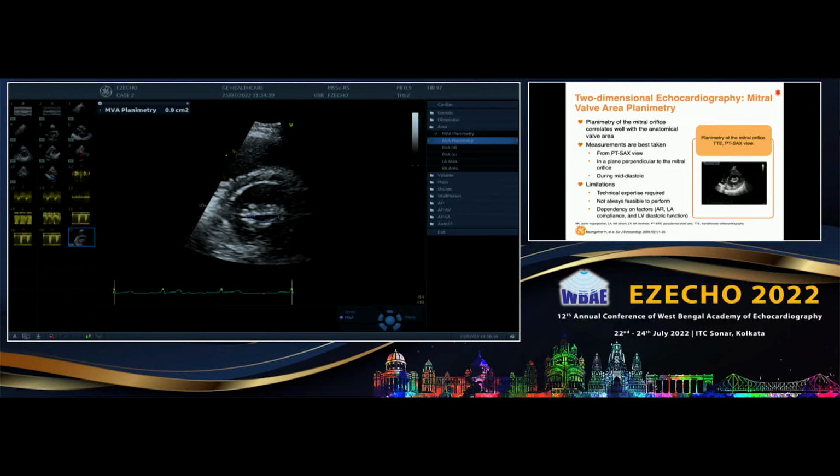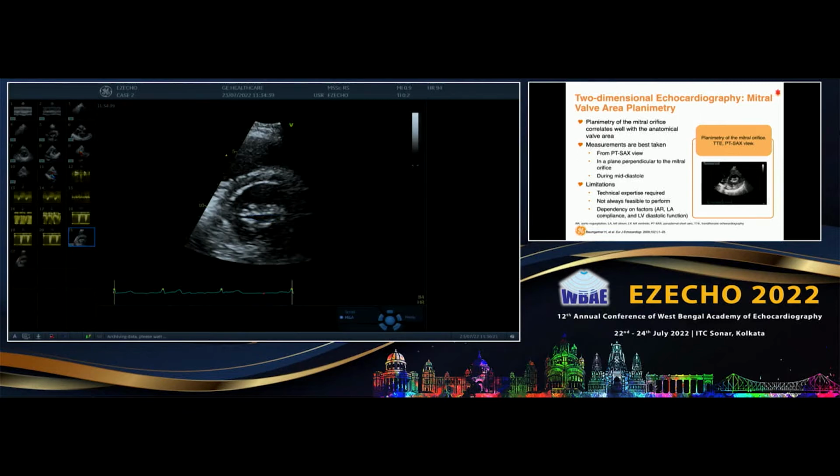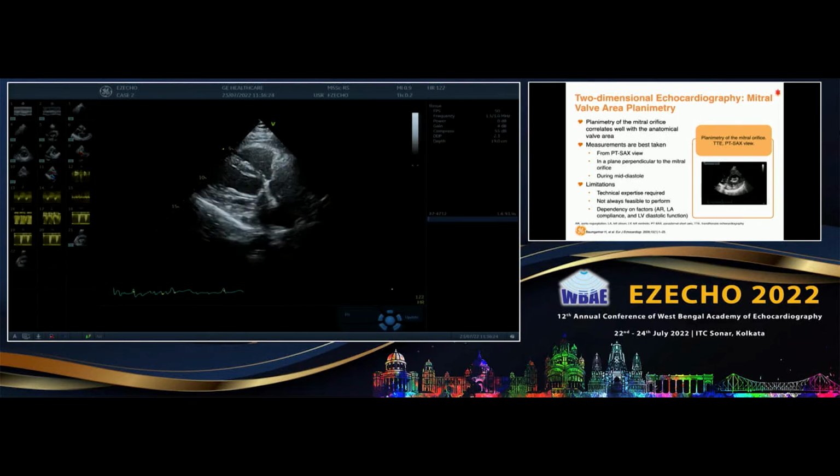Because the chance of error will be less. Always acquire in zoom. Don't take it and then do the post-process zoom, because post-process zoom is all eyewash. You have to acquire it in a bigger view.